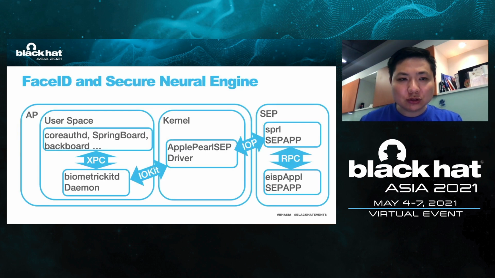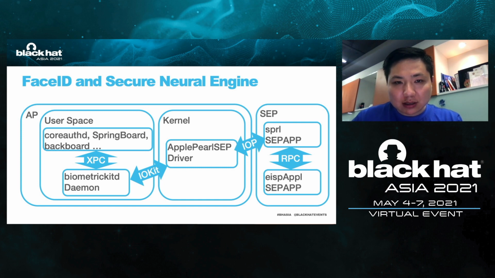First of all, I should introduce the implementation architecture of FaceID. I use some frames and arrows to indicate different privileged spaces and interaction methods. Taking face unlocking as an example, some daemons will notify the process biometrickitd by XPC. Biometrickitd calls the driver in the kernel by IOKit.